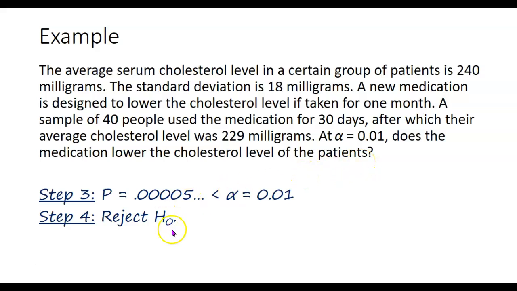And so in step 4, again, we got a p-value that was less than alpha, the level of significance. So when that happens, and we come to step 4, we always say, reject the null hypothesis.